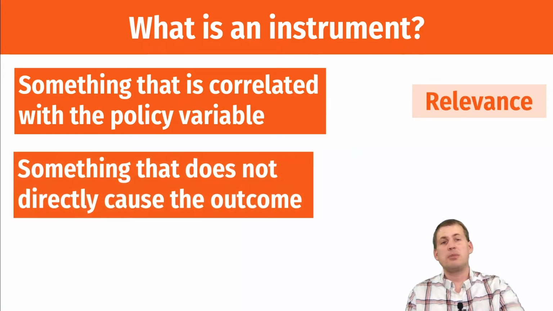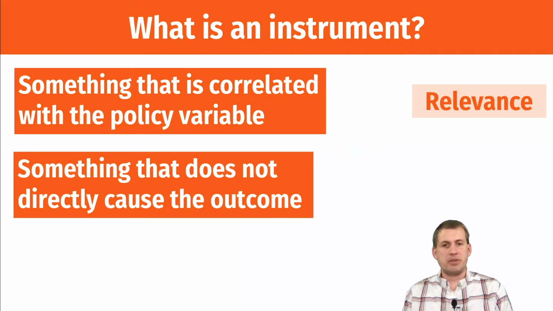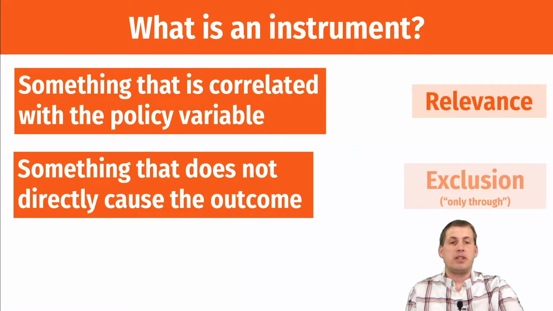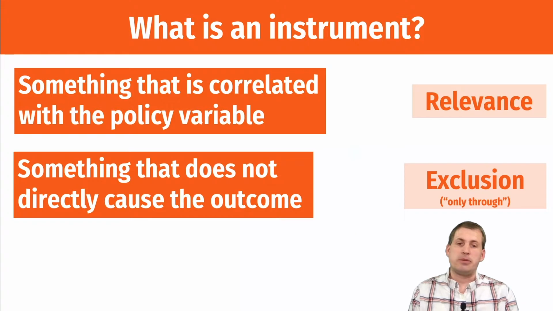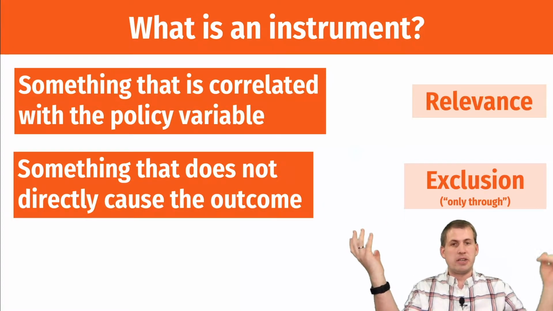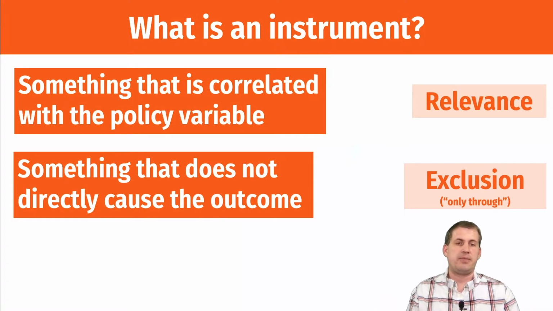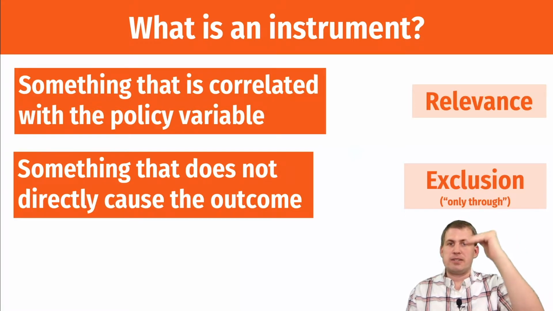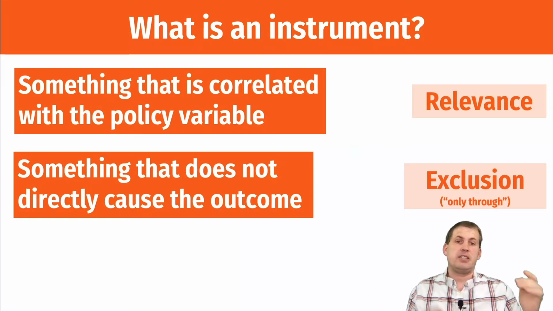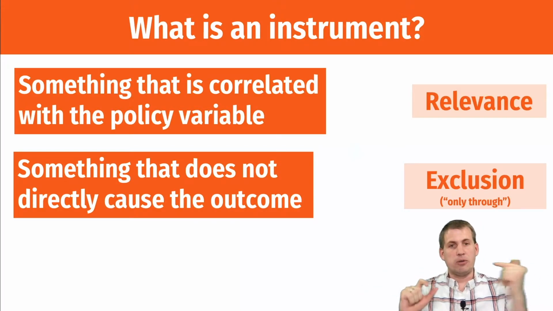but the tricky part of an instrument is that it has to also meet this criteria. It has to be something that does not directly cause the outcome. This is called the exclusion principle. This instrument only causes higher wages because it causes education. If there are other paths to boosting your wage outside of education, then it's no longer an instrument. It has to only go through your policy.